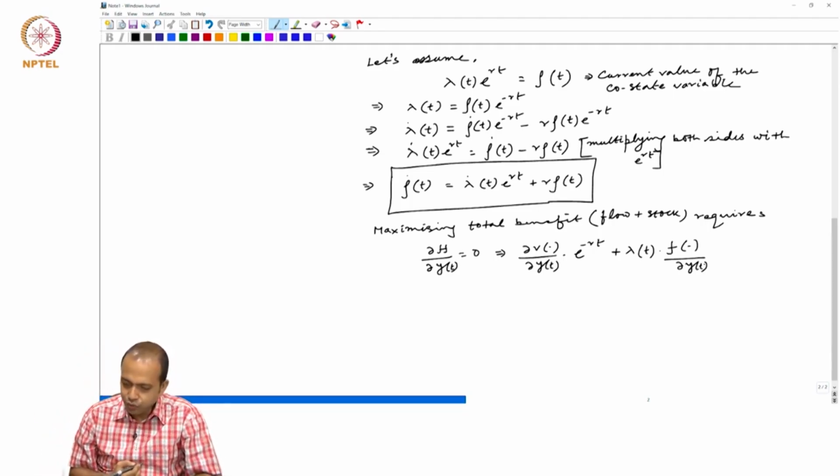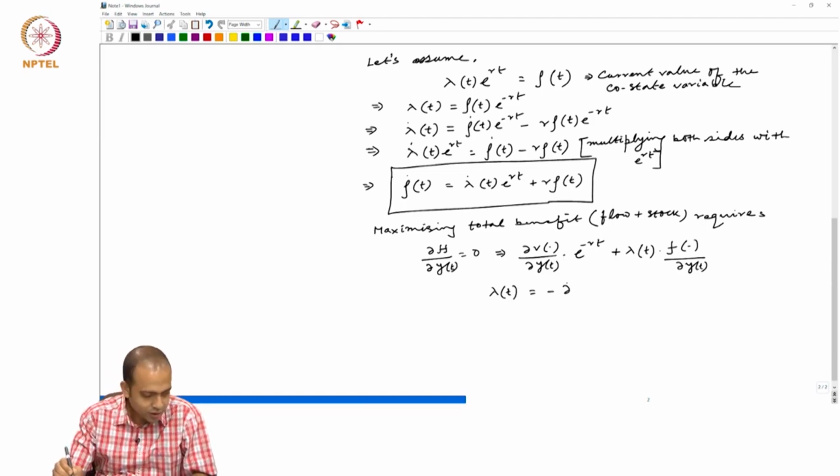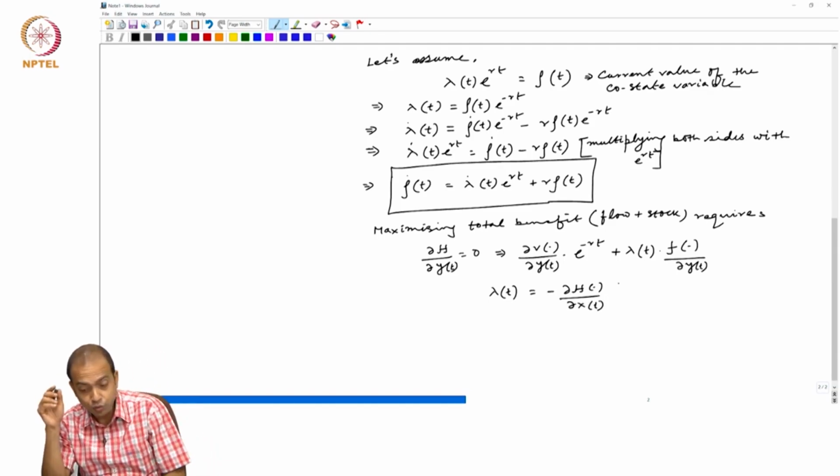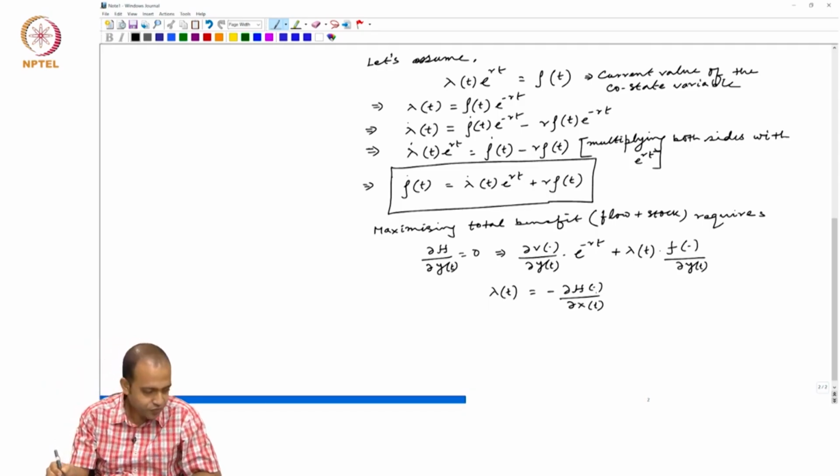Okay. And we also know that lambda dot t is basically equal to minus delta H dot delta xt. So, this we have derived earlier, one of the conditions from our maximum principles. Okay. So, this is what we got.